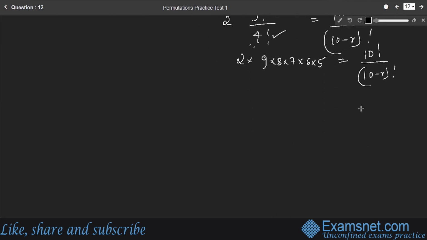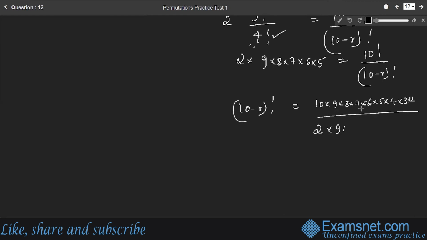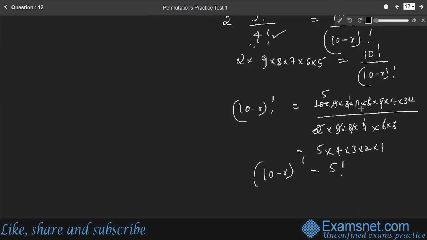Take this 10 minus r factorial to the left hand side. Factorial 10 is 10 into 9 into 8 into 7 into 6 into 5 into 4 into 3 into 2 into 1, divided by 2 into 9 into 8 into 7 into 6 into 5, right? So here 9 and 9, 8 and 8, 7 and 7, 6 and 6, 5 and 5 will get cancelled. And 2 into 5 is 10. Therefore, we have 5 into 4 into 3 into 2 into 1, which is nothing but factorial 5, which is equal to 10 minus r factorial.